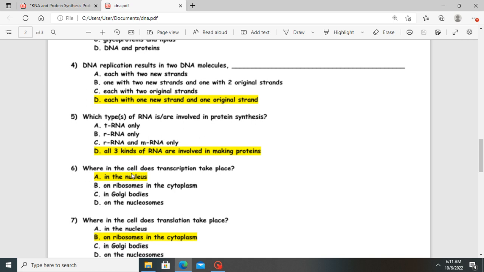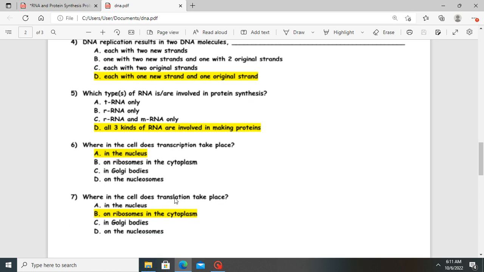So where does transcription occur? It occurs in the nucleus. Where does translation occur? It occurs in the cytoplasm.